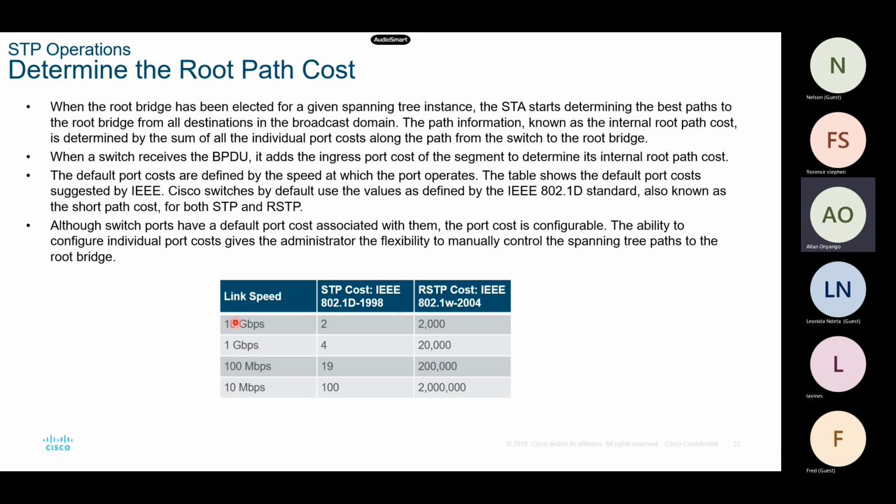Gigabit, when you see G0/1, G0/2, G0/3, these are Gigabit Ethernet ports. They have a speed of 1000 Mbps, and their cost is 4. Very important. These are the two most common ones: cost of 19 and cost of 4. Link speeds of 10 Gbps have an STP cost of 2. These are just costs, they don't have units. Of course, RSTP, the Rapid Spanning Tree Protocol, has equivalents of 2,000, 20,000, 200,000, all the way to 2 million. But our focus currently is the default spanning tree, and that's what we're going to look at right now.